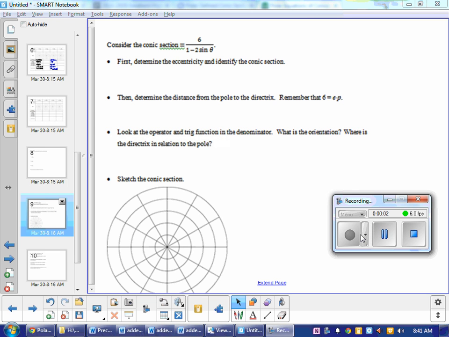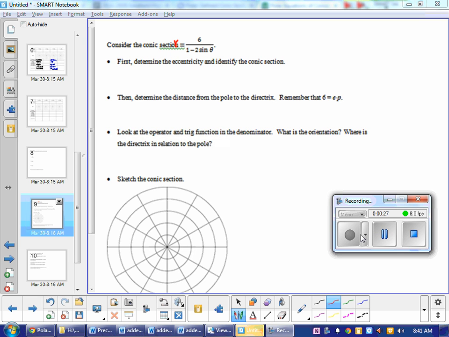Okay, so we're on the back page, and we are doing the example problem together. We have this equation for a conic section, r equals 6 over 1 minus 2 sine theta. That is a typo. There should be an r in front of the equal sign. If you can just add that in, where it's green squiggles. Just put in the r.